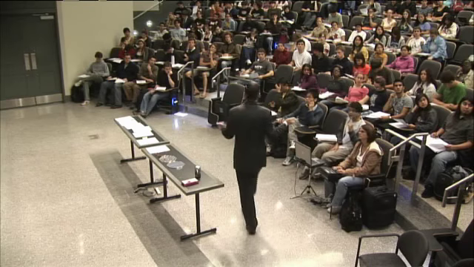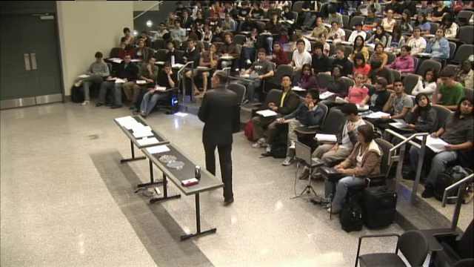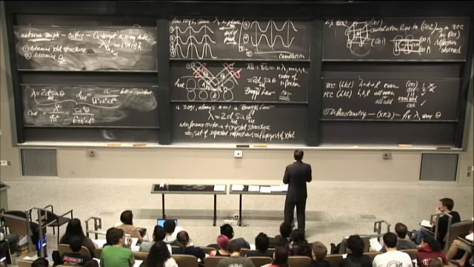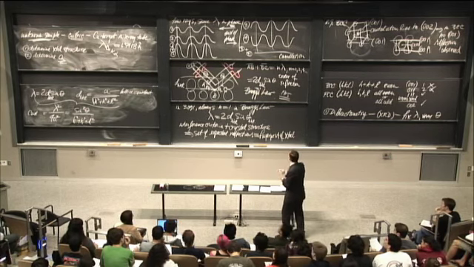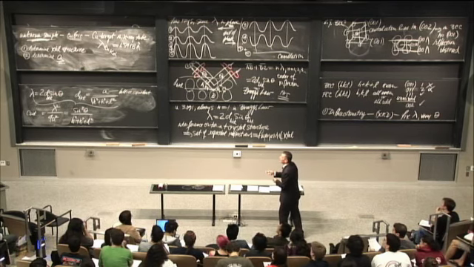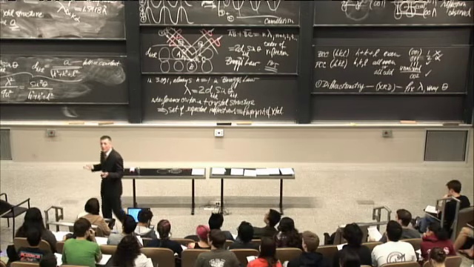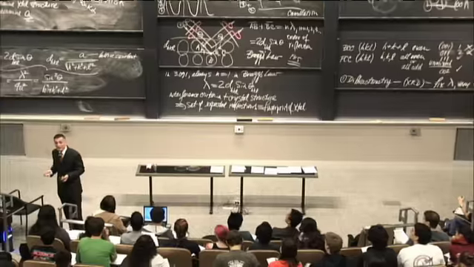And now it's pretty obvious, right? Because now I've got to use these. And what do I see here? Well, 1, 1, 1 are all odd. 2, 0, 0, all even. 2, 2, 0, all even. Gee, this looks like it conforms to the selection rules for Bragg reflection from an FCC crystal.